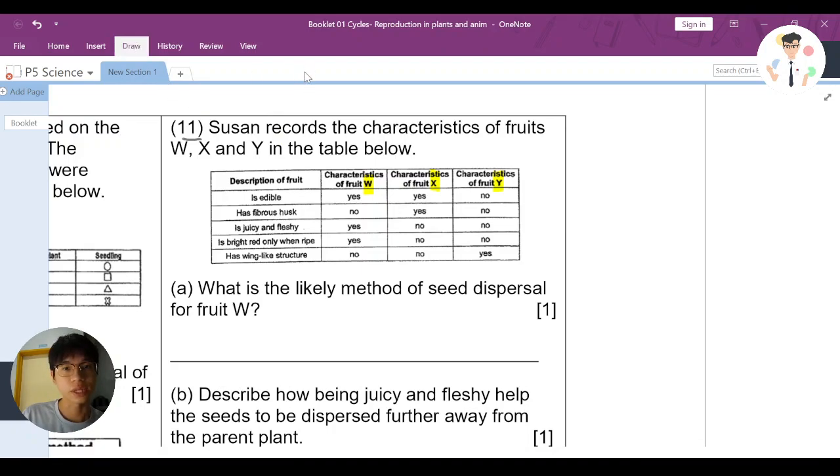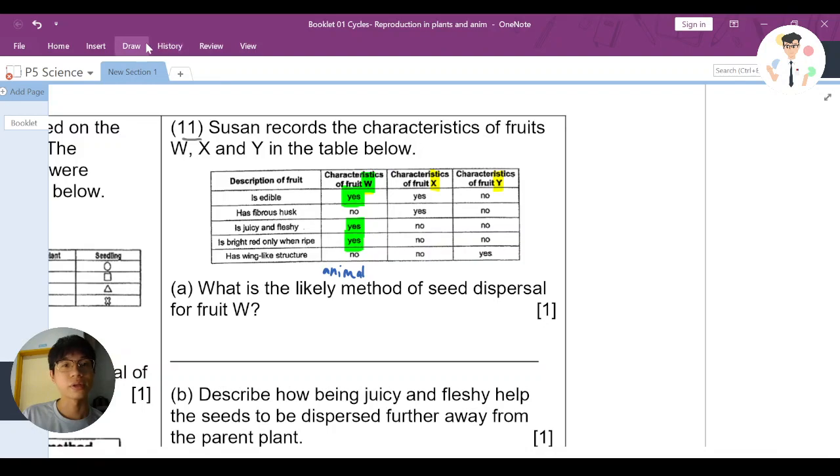So the first one, W. It is edible, yes. It is juicy and fleshy, and it is bright red only when ripe. By looking at this edible, juicy and fleshy, you know that it will attract who to eat? The animals, right? So you know that this is animal dispersal. The method of seed dispersal is animal.